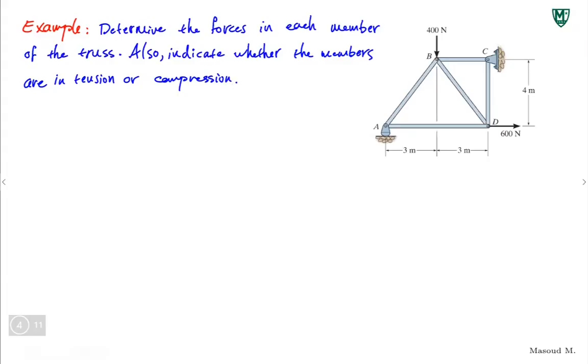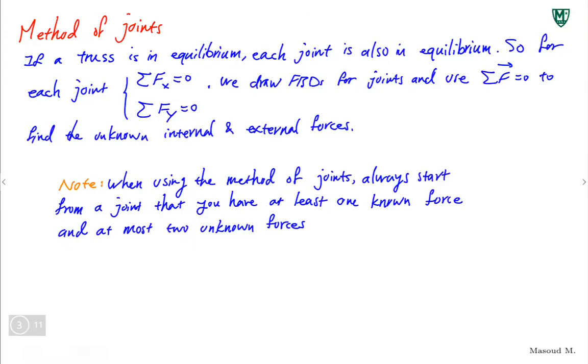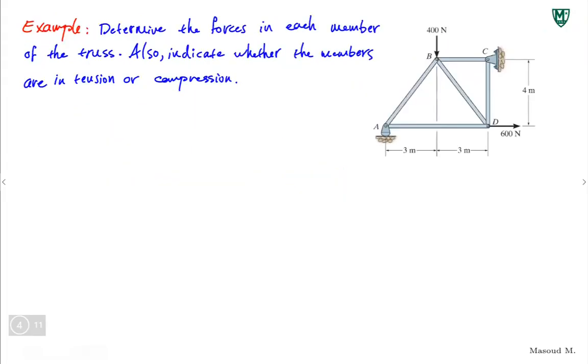So we are going to follow the note I mentioned, that we look at each joint. We have to make sure that the joint we want to use, to isolate that joint and look at its free body diagram to find whatever force, external or internal force we're looking for, meets those requirements. What were those requirements? Go back. We have to start from a joint that has at least one known force and at most two unknown forces. So let's take a look at these joints.